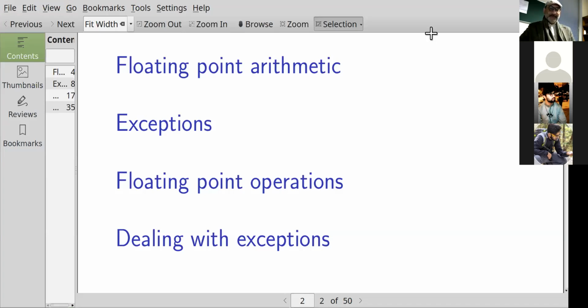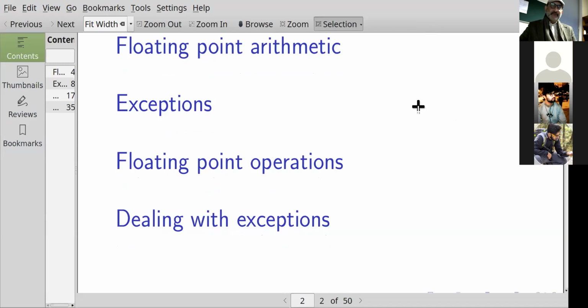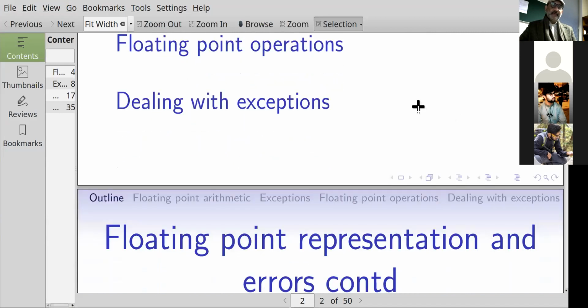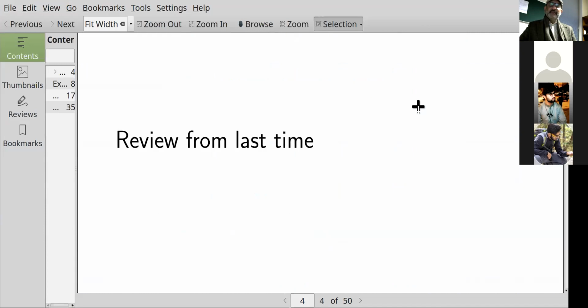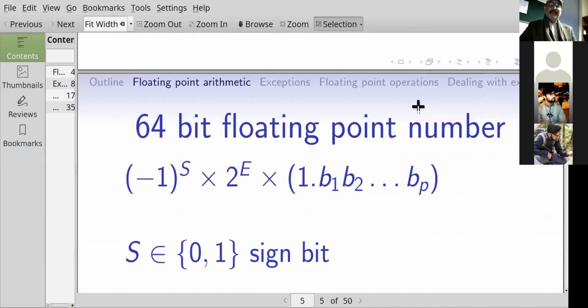Okay, so let's get started. In this session, I'm going to continue with the discussion of floating point arithmetic, and we'll also have some discussion of when exceptions arise and how you might want to handle exceptions, like an underflow or an overflow. Okay, just a little bit of review from the last time.